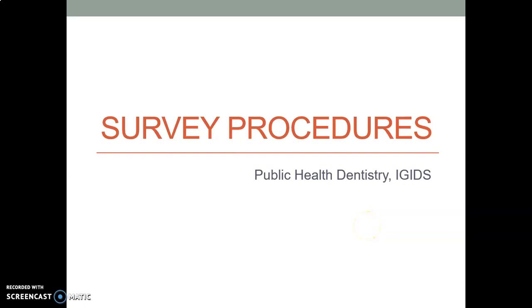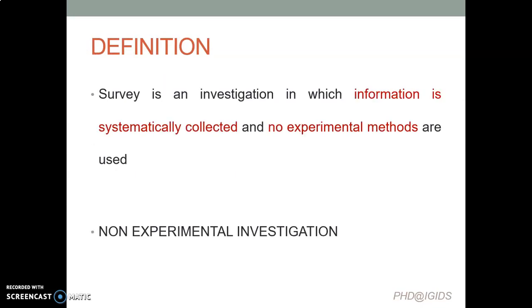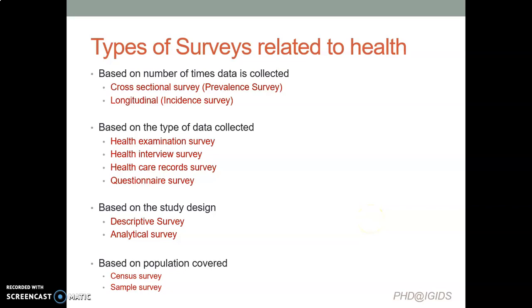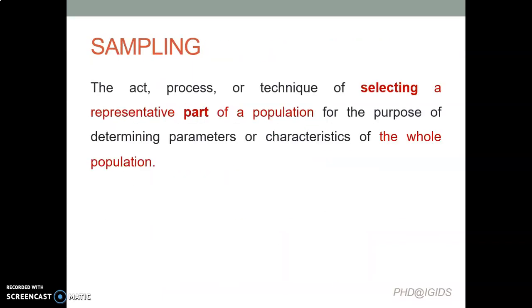Very good morning, everybody. Last class we had started with the unit called Survey Procedures in Dentistry, and in the last two videos we had discussed the definition of survey. Survey is basically a non-experimental investigation. Then, how do you classify survey based on different headings? That is based on number of times data is collected, type of data, design of the study, and population covered. We dealt with that in detail.